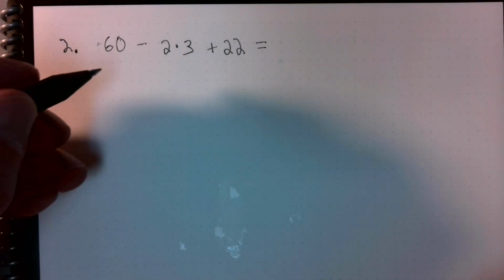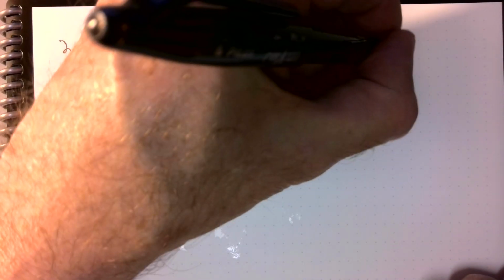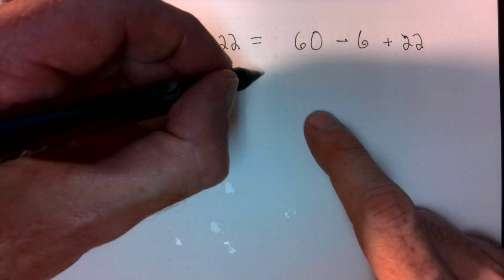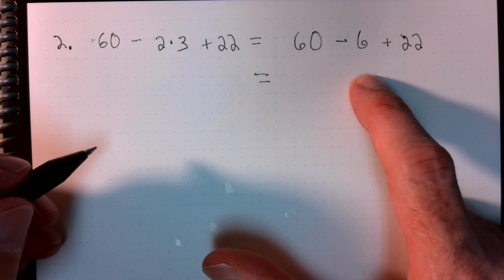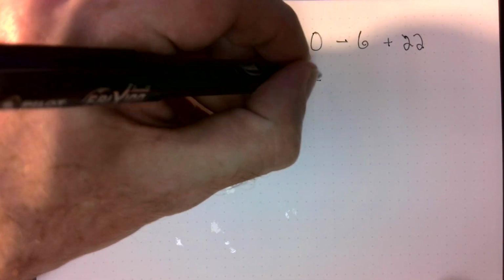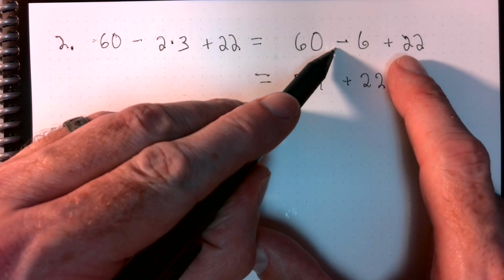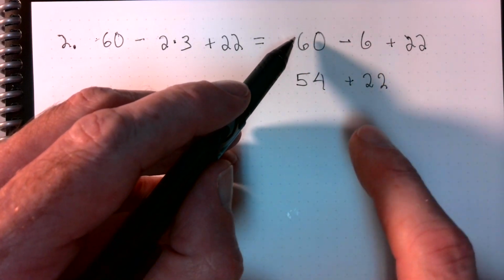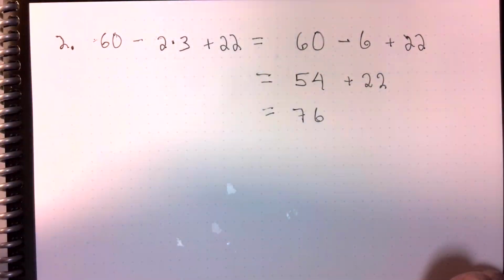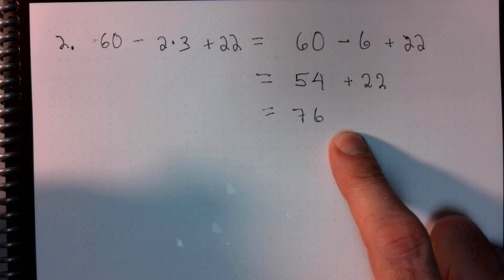I do see a multiplication. The multiplication should get done first. 60 minus 6 plus 22. Okay, now this is what I was talking about when I was saying we are going to work additions and subtractions on the same level left to right. 54 plus 22. So I've got a subtraction and then an addition. They are at the same priority level. I am going to go left to right on those. So 54 plus 22, and then I get 76. Okay, so 76 for that.